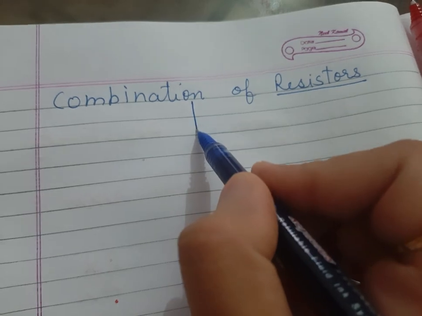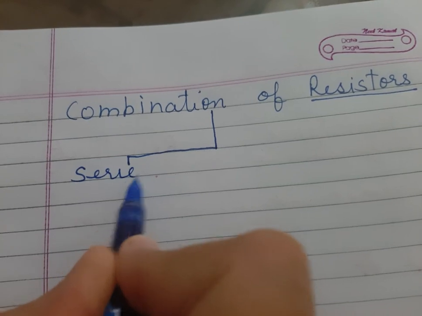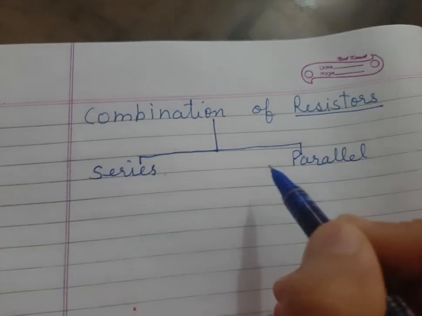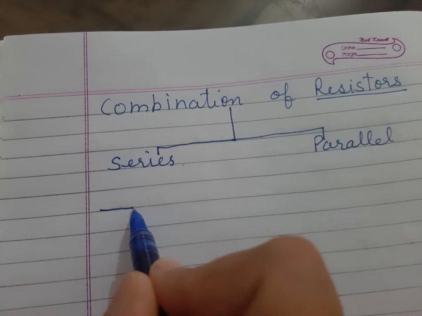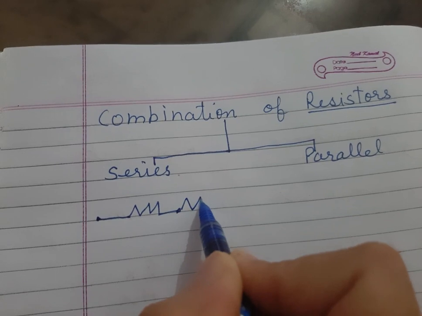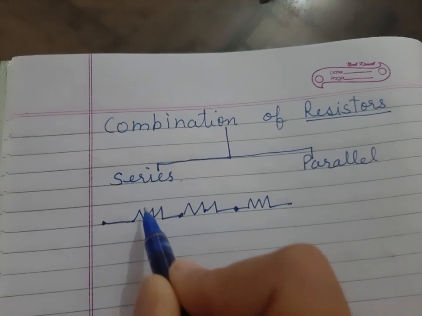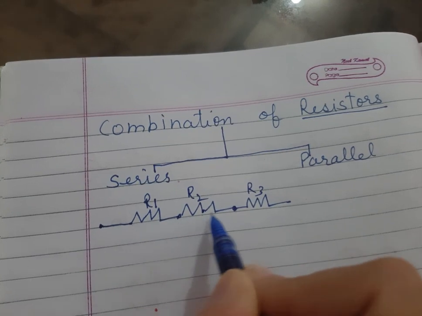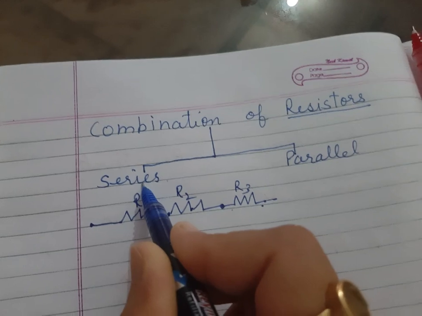This combination of resistors is of two types: series combination and parallel combination. In the series combination, more than one resistor is connected end to end, or we can say line by line. Suppose these are resistors R1, R2 and R3. They are connected line to line or end to end. That type of combination is the series combination.